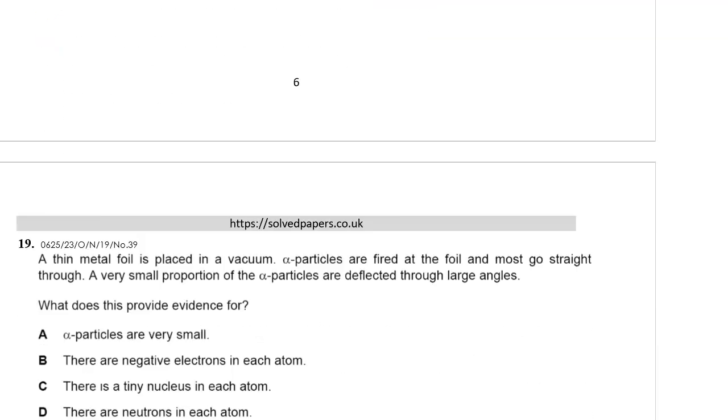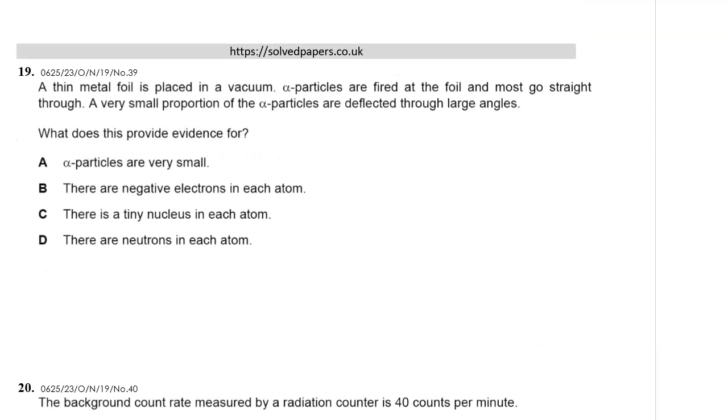Number 19. Number 19 was set on variant 23, and this was number 39. A thin metal foil is placed in a vacuum. Alpha particles are fired at the foil, and most go through straight. A very small proportion of the alpha particles are deflected through large angles. What does this provide evidence for?